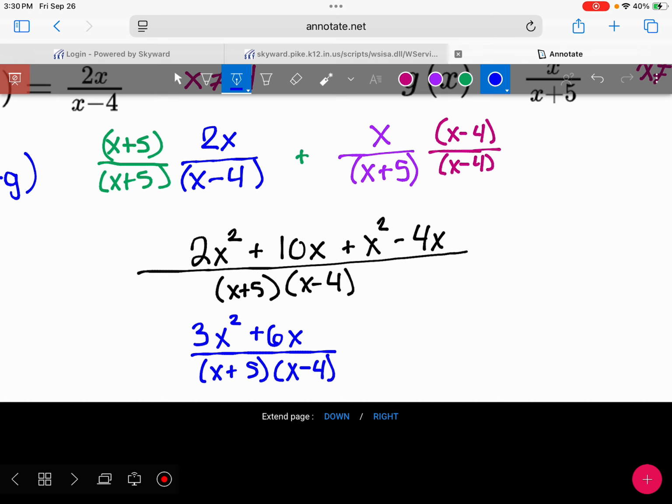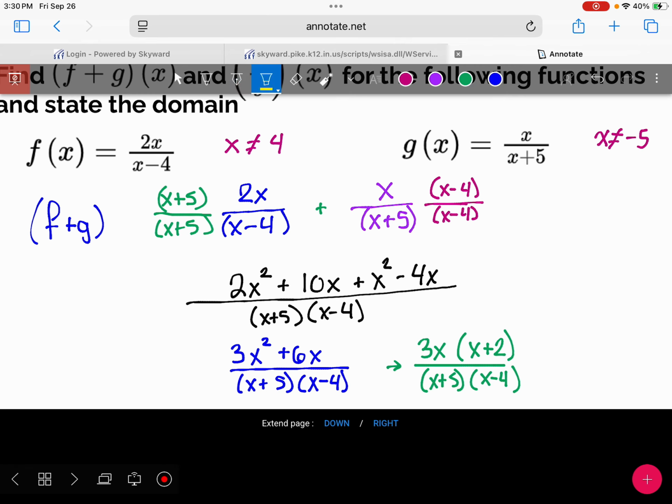I do always encourage us to simplify it as much as we can. See if we can simplify anything out. So I am going to go ahead and factor my numerator just a little bit. I see that we have a 3x as a GCF on these two pieces. That's going to leave us with an x plus 2 as my numerator. And then our denominator, we still have our x plus 5 and our x minus 4.